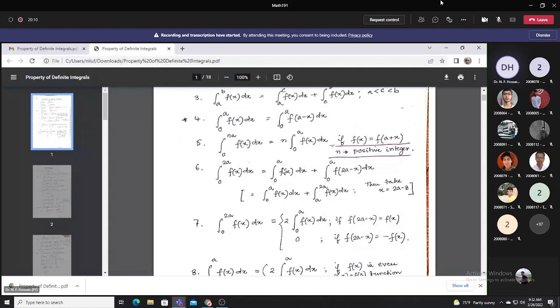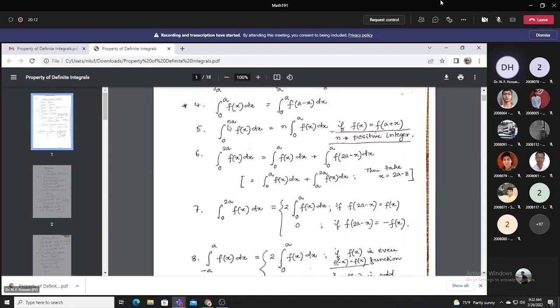Now in number 5, 0 to na, where n is a positive integer. 0 to na f(x) dx will be n times integral 0 to a f(x) dx if f(x) equals f(a plus x). You see, this is another important property. It will be equal to n into integral 0 to a f(x) dx only when f(x) equals f(a plus x).